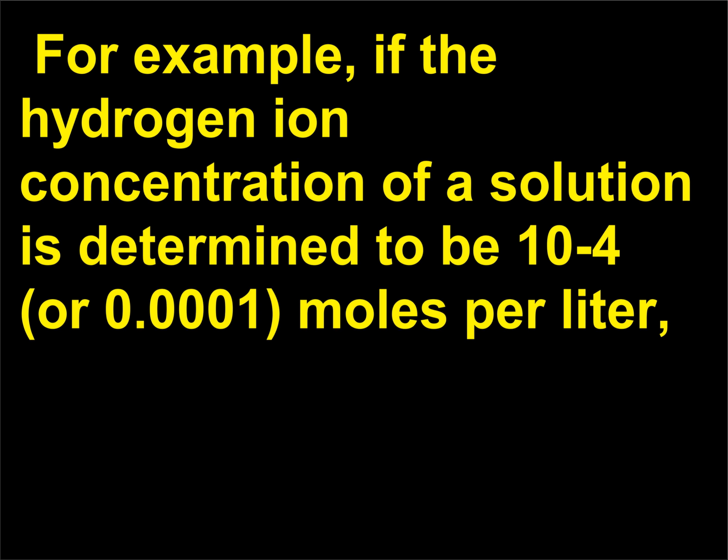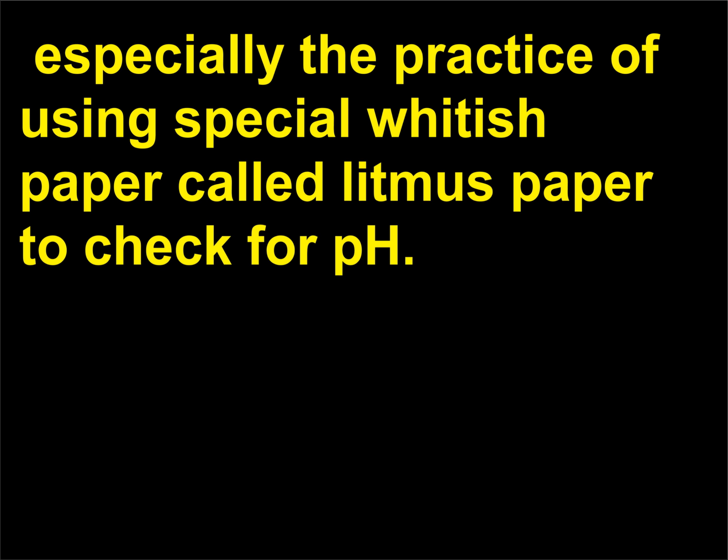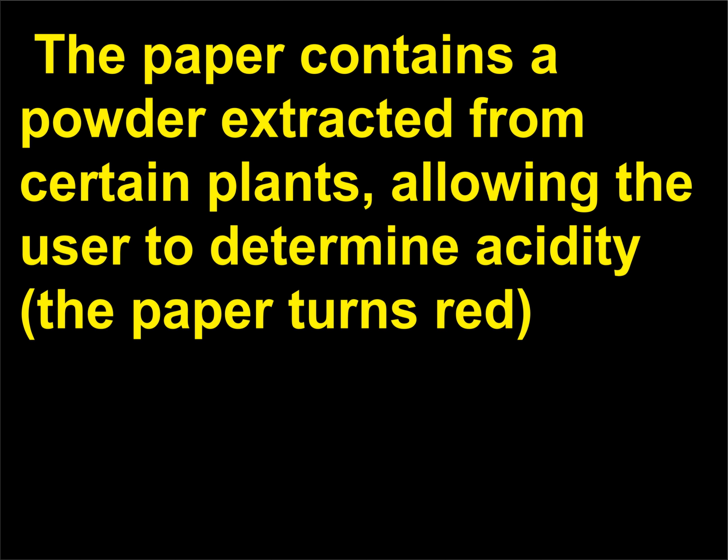For example, if the hydrogen ion concentration of a solution is determined to be 10^-4, or 0.0001 moles per liter, the pH is 4. Many people are familiar with the pH scale from high school, especially the practice of using special whitish paper called litmus paper to check for pH. The paper contains a powder extracted from certain plants, allowing the user to determine acidity.